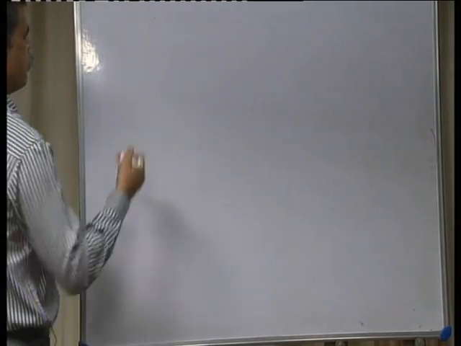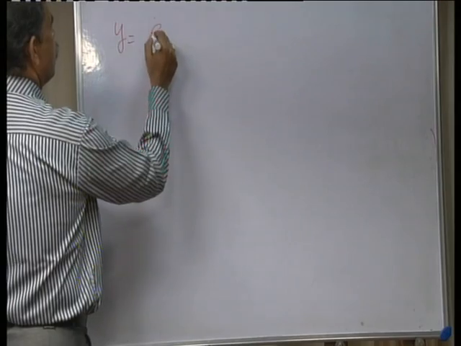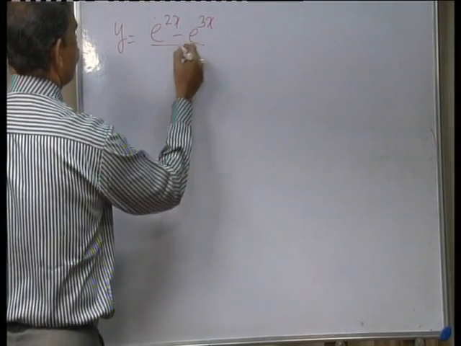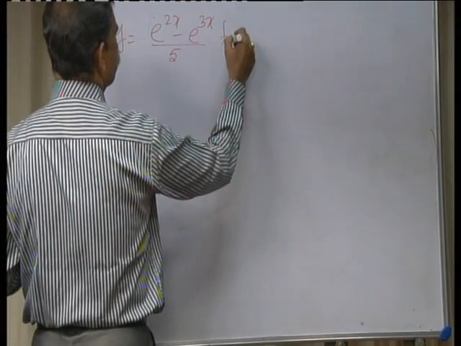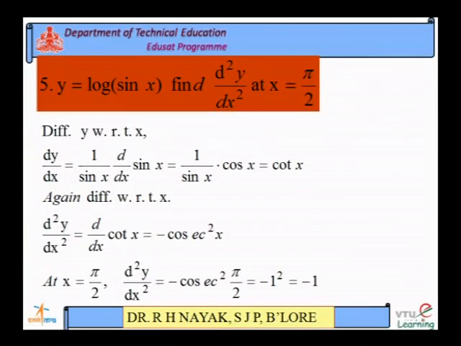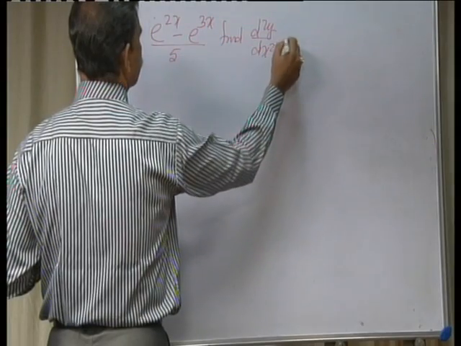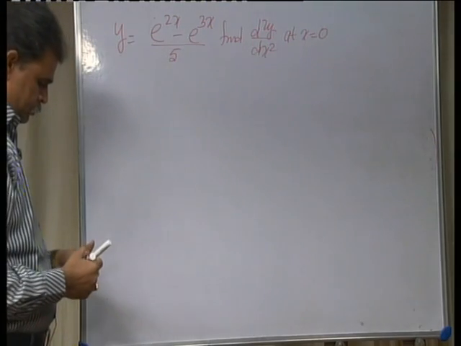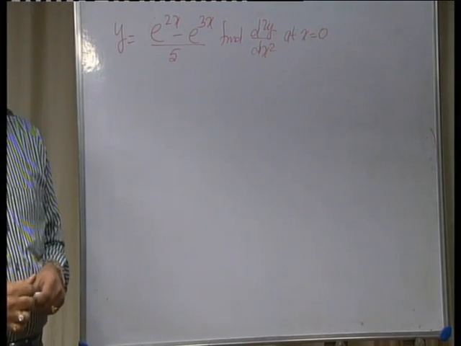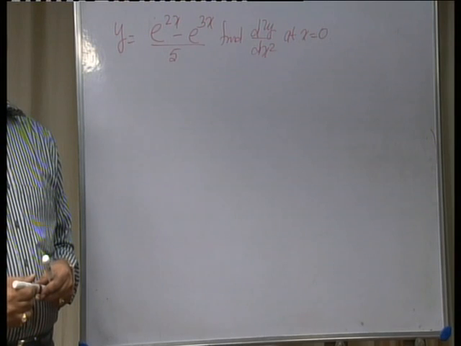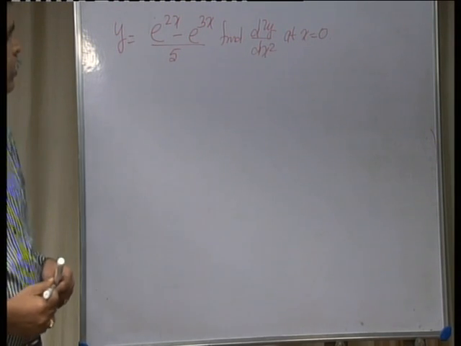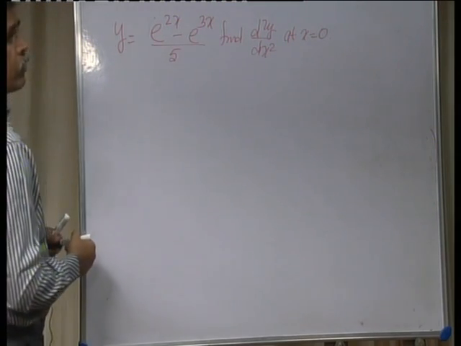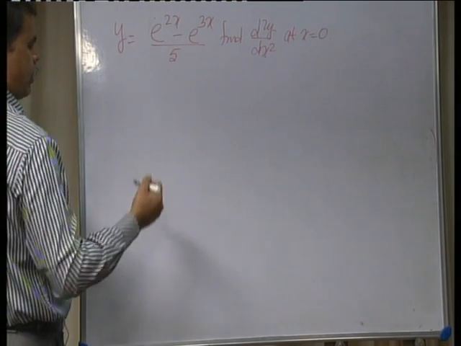y is equal to e to the power of 2x minus e to the power of 3x, divided by 5. Find d square y divided by dx square at x is equal to 0. This is an examination question. We have to find d square y by dx square.